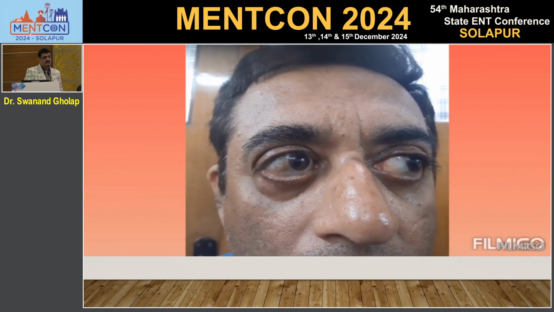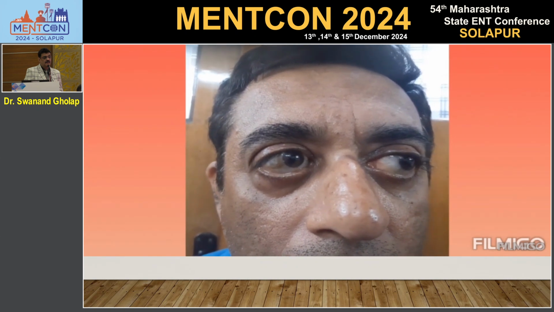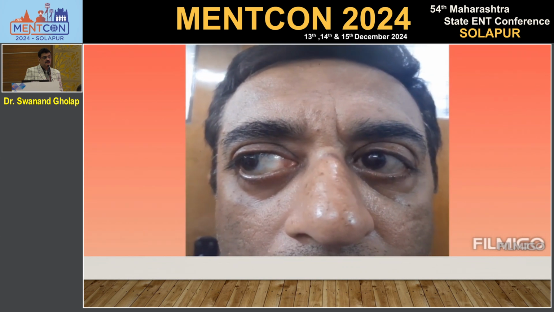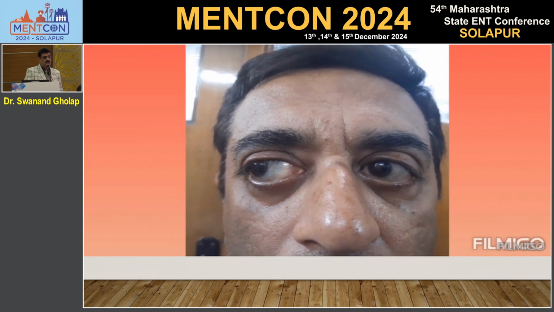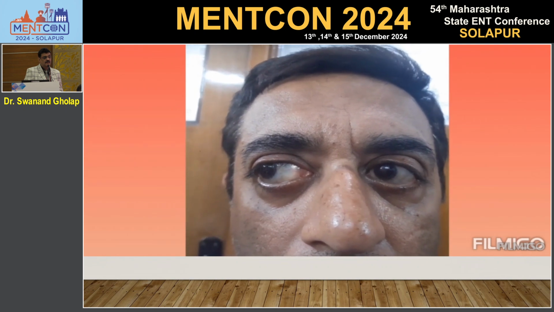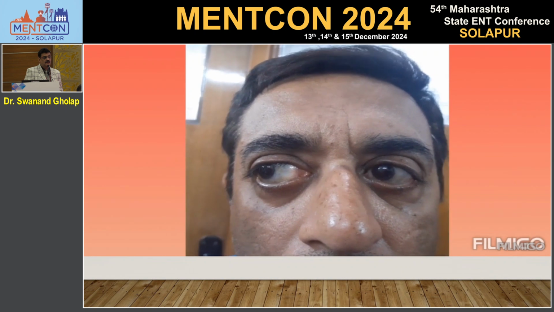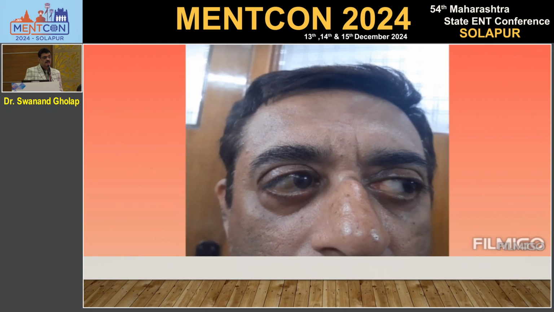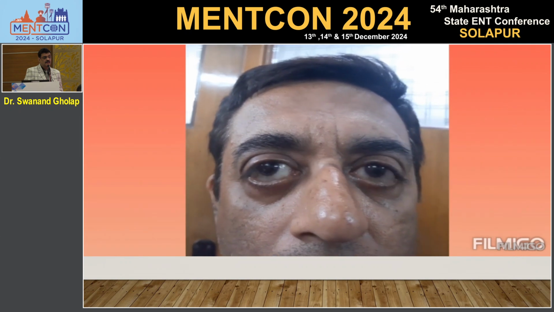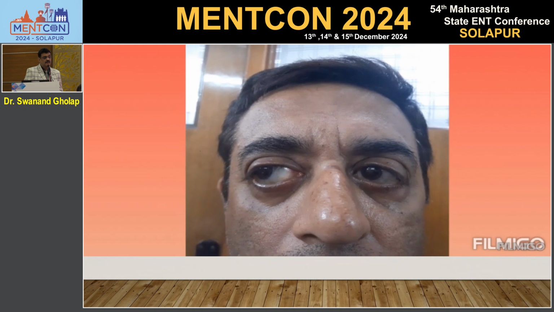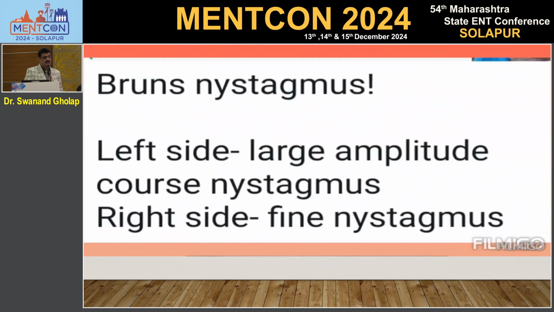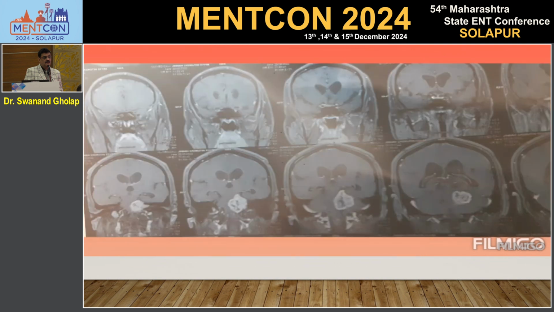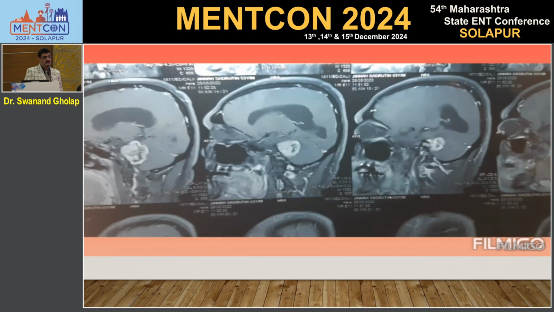On left gaze, there is a left beating nystagmus. Look right, sir. And if you observe on the right side, he has got a right beating nystagmus. Very coarse on left gaze, very fine right beating nystagmus on right gaze. So it's a direction changing nystagmus. It's a Bruns nystagmus, you can say. And we did an MRI, and there was a big tumor. Fortunately, he got operated.